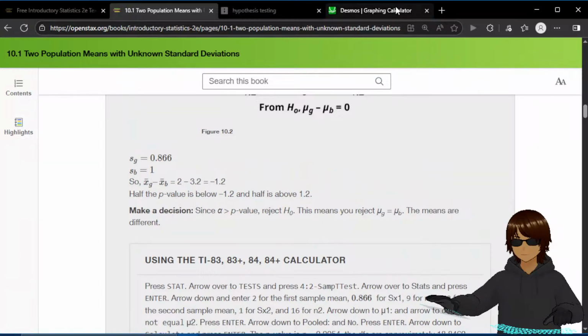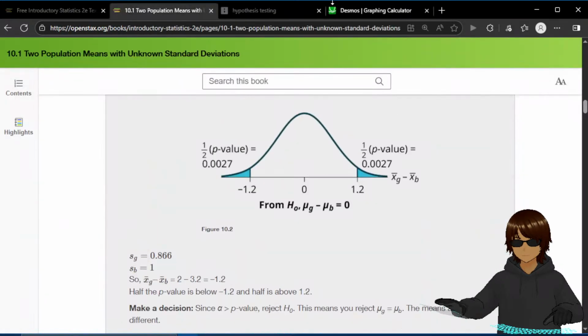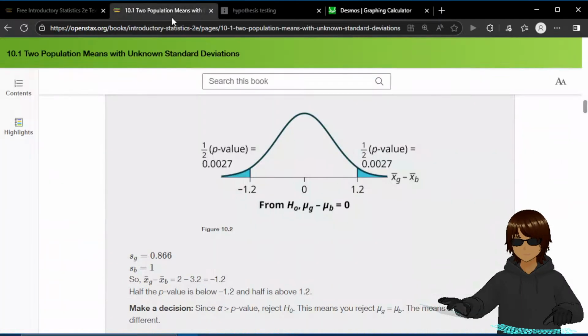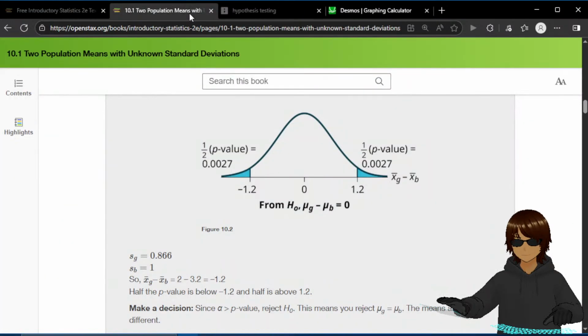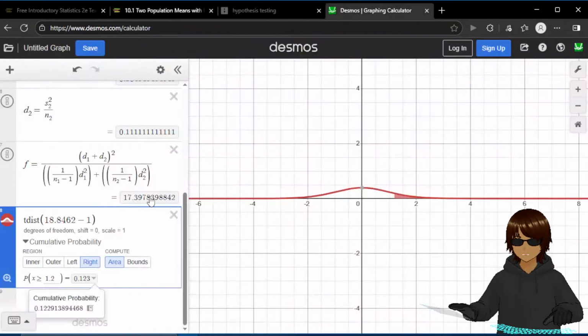P value is the area, right? So if I plug in 0.5, sorry, 1.2, 0.1229, how is this possible? Maybe I'm using the wrong distribution.